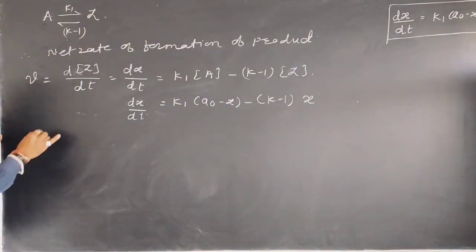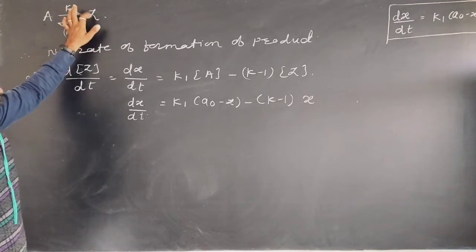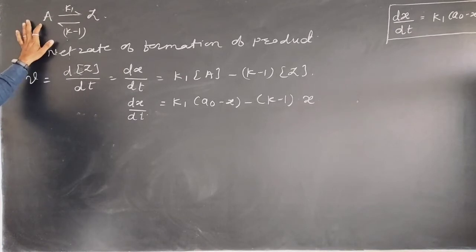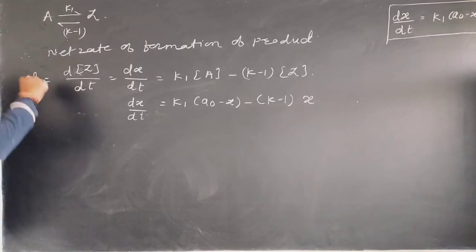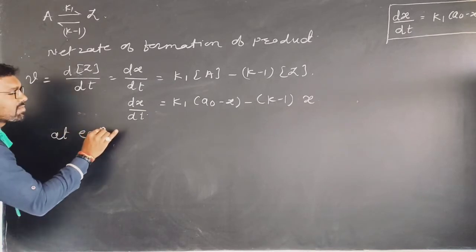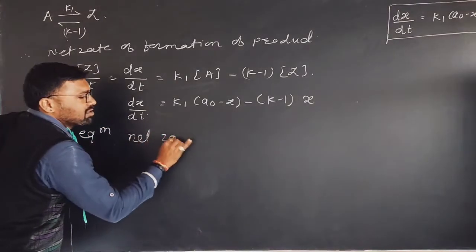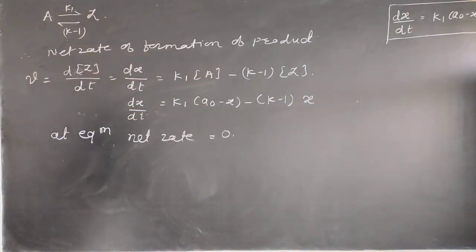But suppose after some time A is converted into Z, and Z is converted back into A. That means the forward and backward reactions continue. At a particular time equilibrium is established. Suppose we assume that equilibrium is established between A and Z, we can say that at equilibrium the net rate is equal to 0.